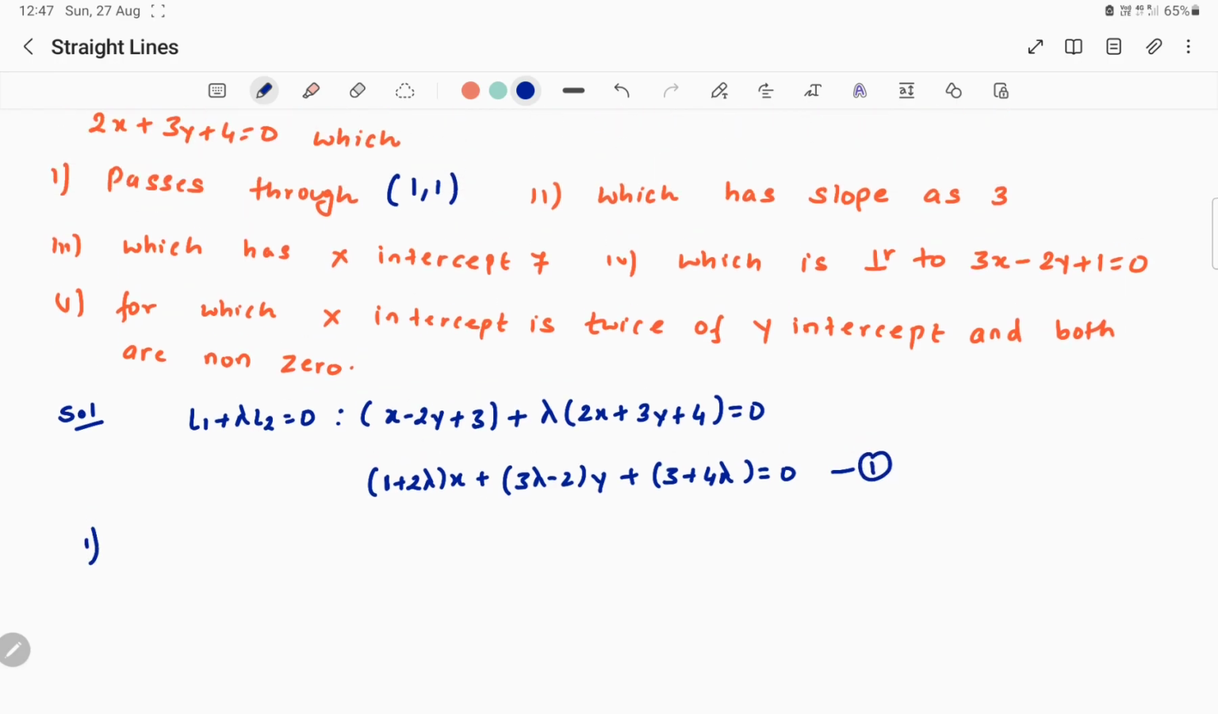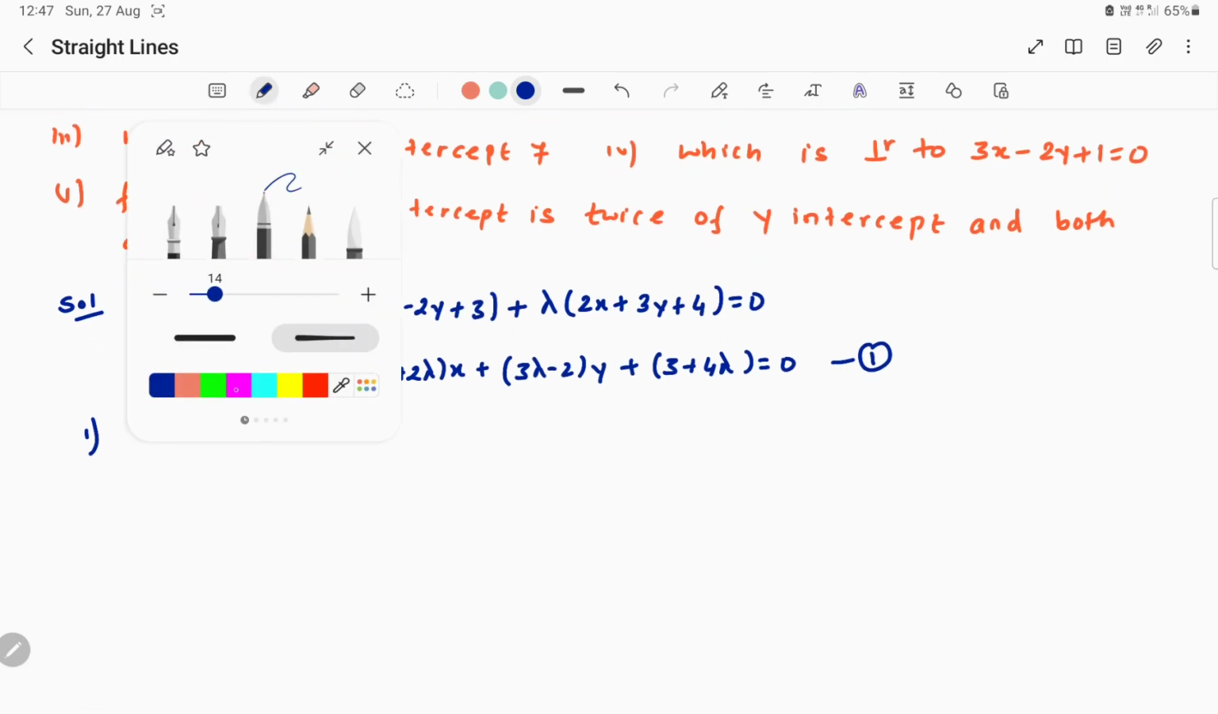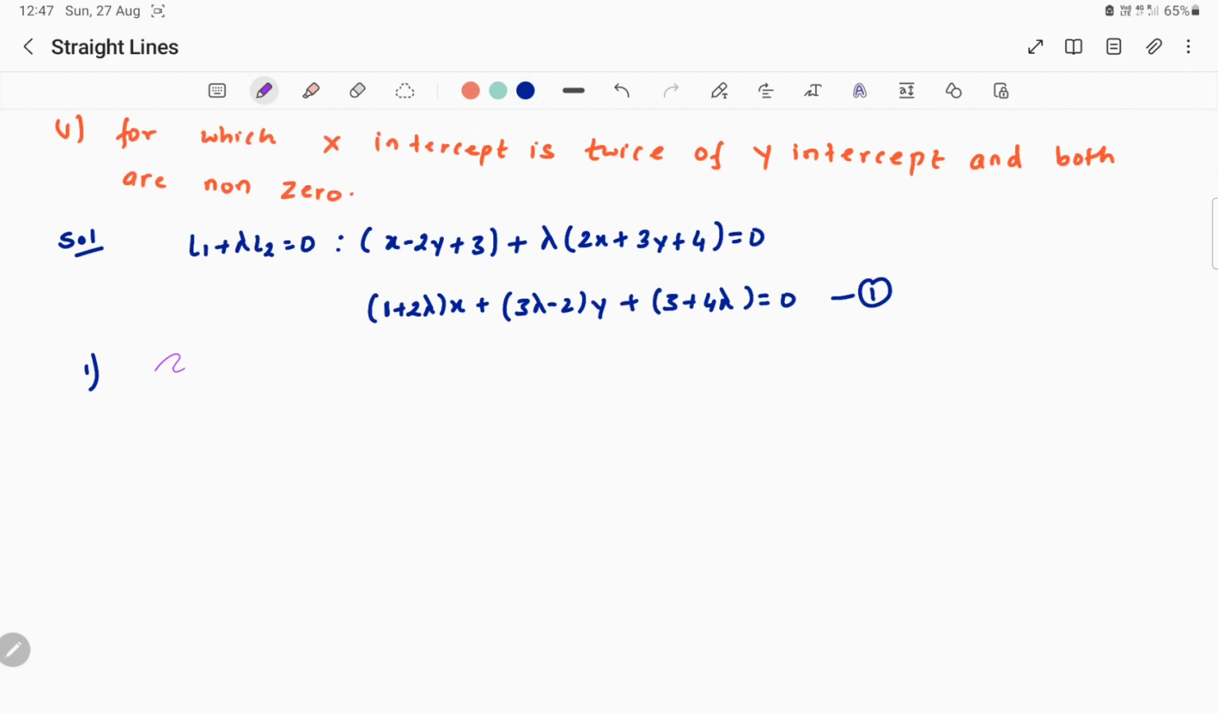What is the first part? It passes through (1, 1). So if it passes through (1, 1), it should satisfy the condition, isn't it? Means that point should satisfy the linear equation. So when you substitute x equal to 1 and y equal to 1, you get 1 plus 2 lambda plus 3 lambda minus 2 plus 3 plus 4 lambda is equal to 0. So when you simplify this, what do we get? 2 plus 3 plus 4 gives you 9 lambda, and 3 plus 1 is 4, 4 minus 2 is 2, so we get plus 2. So lambda is how much? Minus 2 by 9.